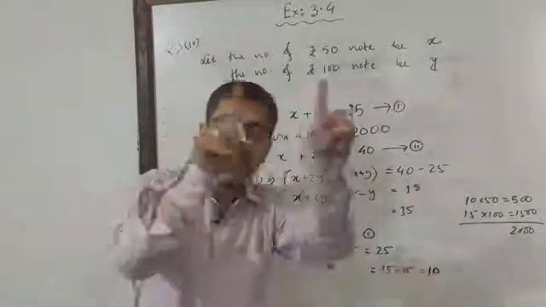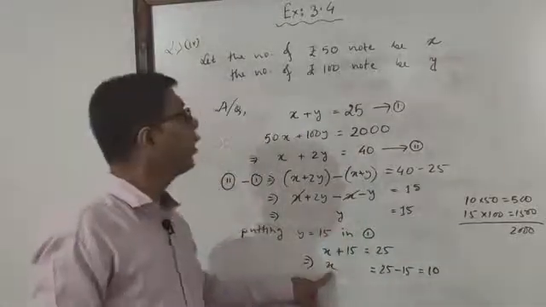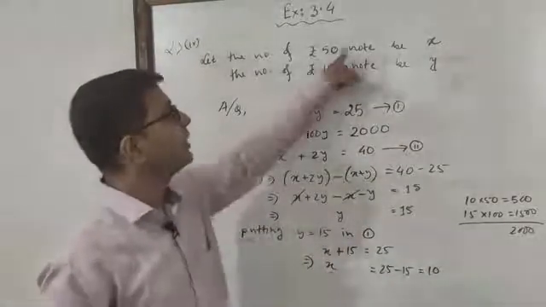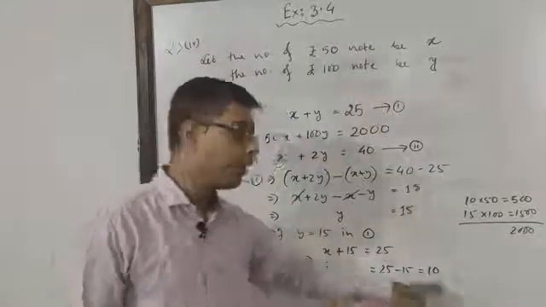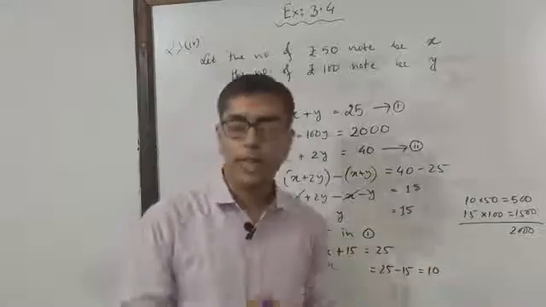Therefore, you will write the conclusion. Don't forget to write the conclusion. Therefore, number of rupees 50 notes equals 10. Number of rupees 100 notes equals 15. That's it. That is the solution.